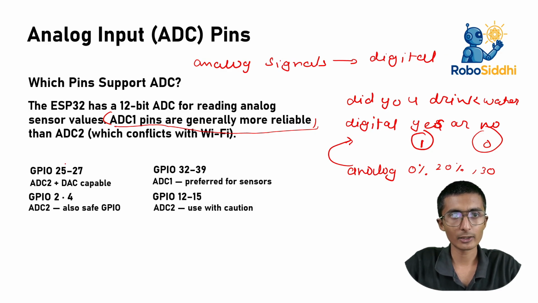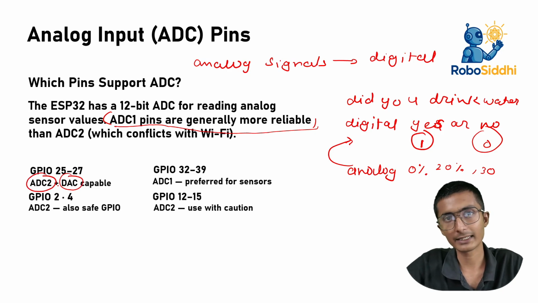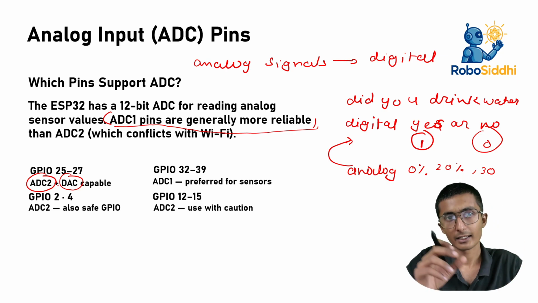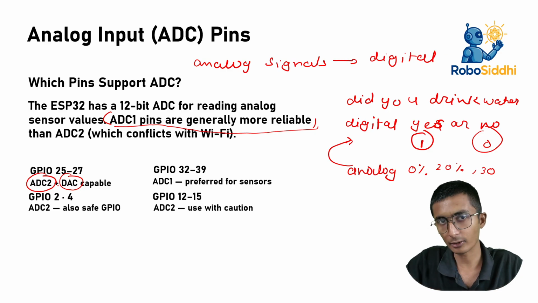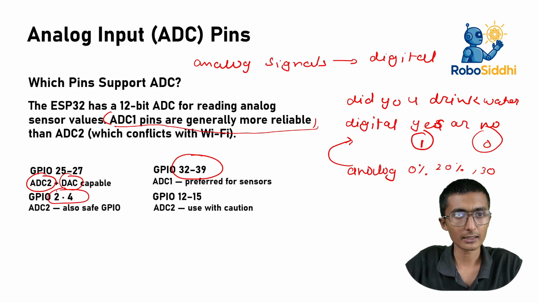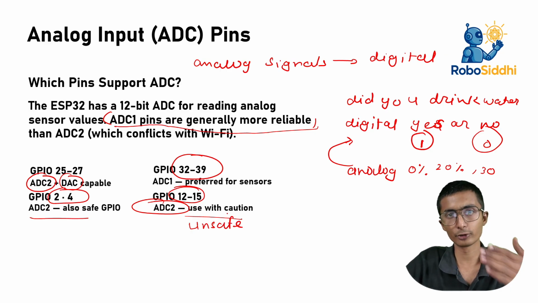Then we have GPIO 25 to 27, which are ADC plus DAC. What is DAC? It is just the inverse of ADC. ADC converts analog values into digital, while DAC converts digital values into analog. Then GPIO 32 to 39 are ADC1. GPIO 2 to 4 are ADC2, also safe GPIO. GPIO 12 to 15 are ADC2 as well, but they are a little bit unsafe, so don't use them, or use them with caution.